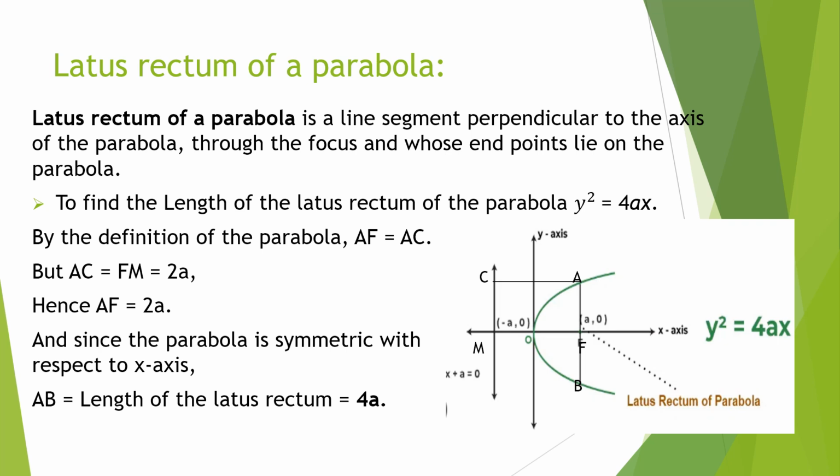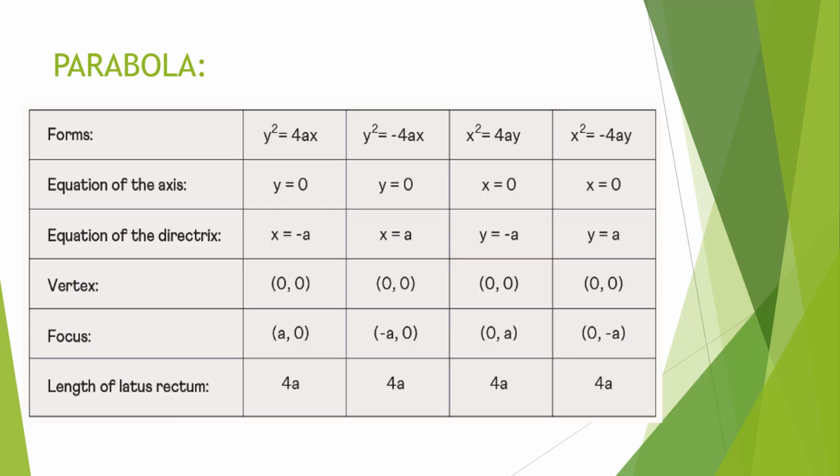So what will be the length of the latus rectum? The latus rectum is AB, which is AF plus FB. So the total length of the latus rectum will be 2a plus 2a, which is equal to 4a. So remember, the length of the latus rectum of a parabola will be 4a.